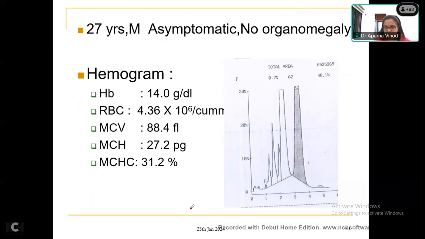Okay. So, as I told you just a few slides before, knowing the percentage of HbA2 is very important and critical for diagnosis. So here the A2 value is 40.1% and it comes under the range of HbD Iran. So the diagnosis will be heterozygous HbD Iran because you also have HbA along with it. So you have two hemoglobins, A and HbD Iran. So this is heterozygous HbD Iran, and this is also asymptomatic.